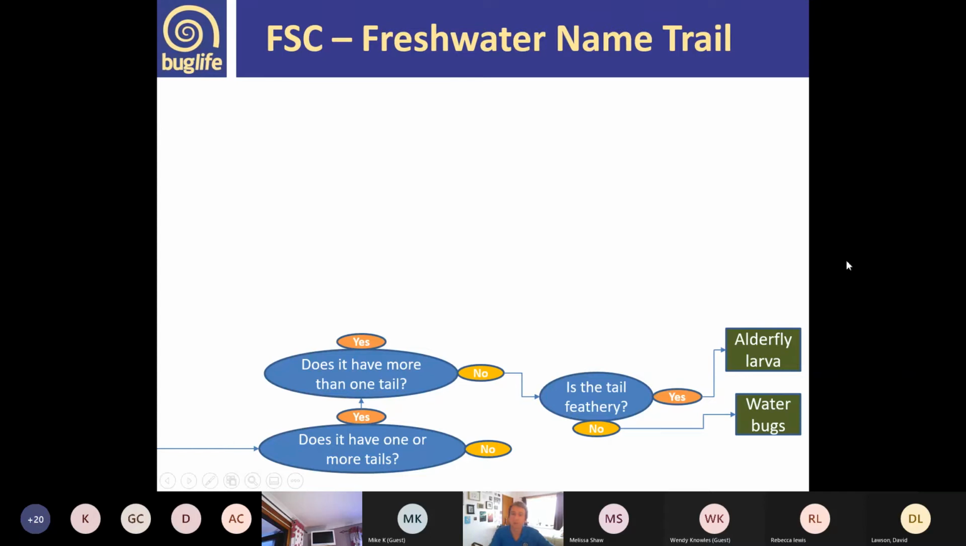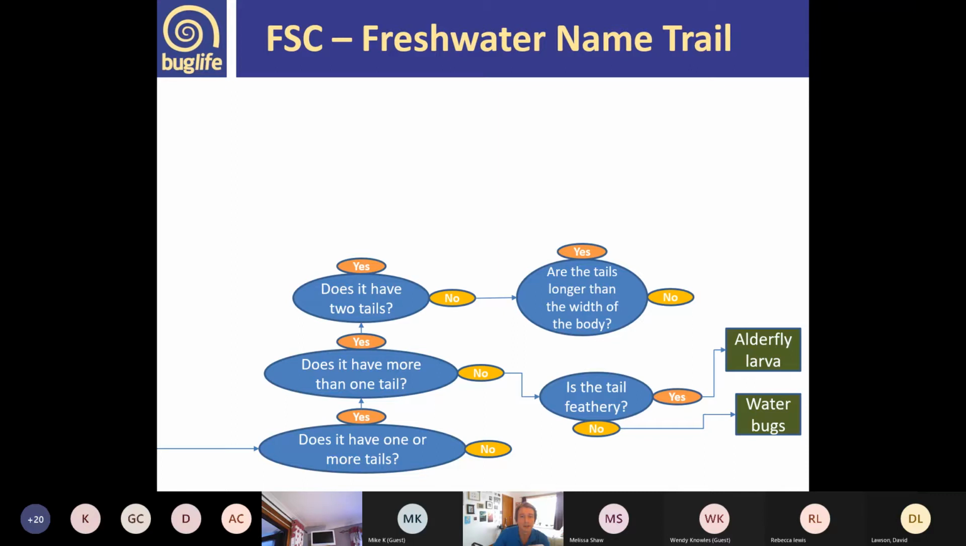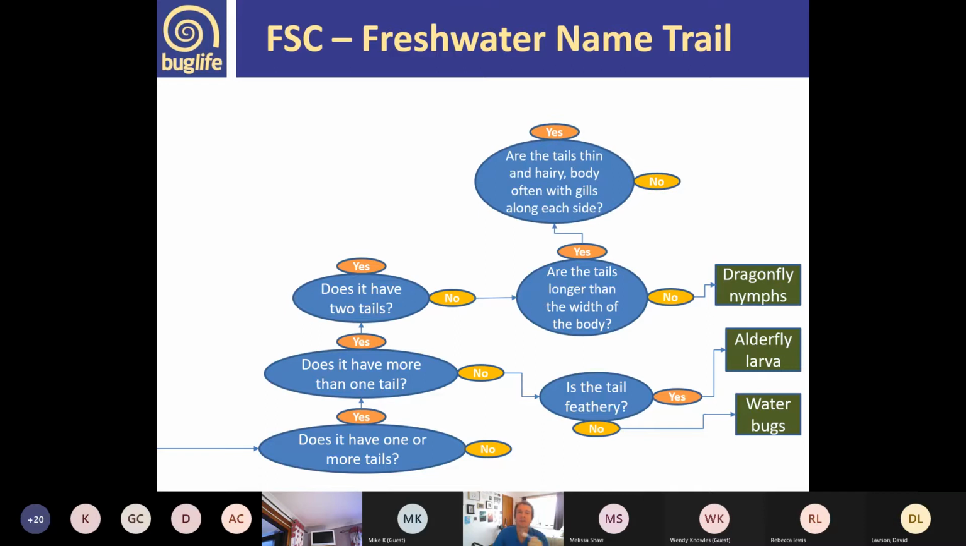So I'm buzzing through these slides quite quickly to give you an idea of the process in which you go through in order to use a key. And each question you get to, you have a yes or no answer. And then if you've answered no to does it have two tails, then you move on to are the tails longer than the width of the body. So each question will lead you to a potential answer. And all keys are very similar to this, except that many keys are a lot more complex, clearly. But I'm buzzing through it very, very quickly.